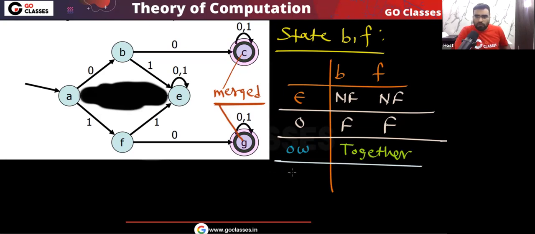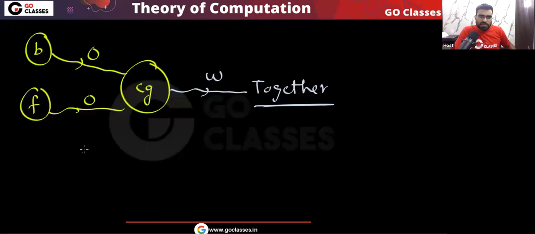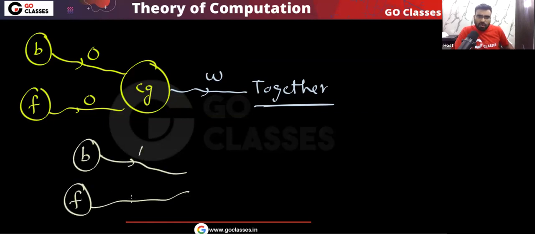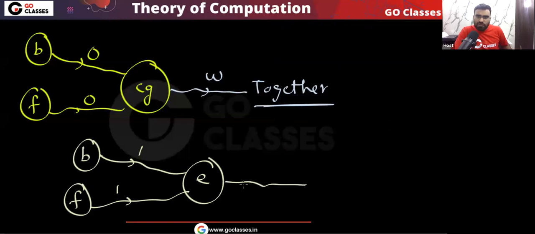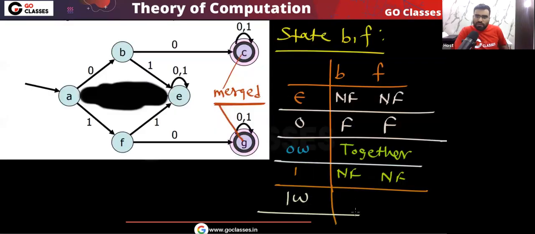Now, what about string 1? Tell me. On string 1, both are going to non-final. Now again, notice what will happen. This state B and this state F, on string 1, both are going to state E. Yes or no? Now you can notice, whatever comes, they will be together. So remember 1W, whatever comes, I can say they will be together.